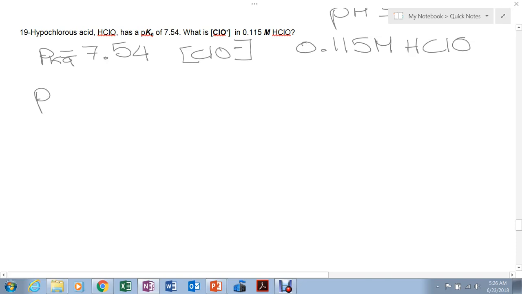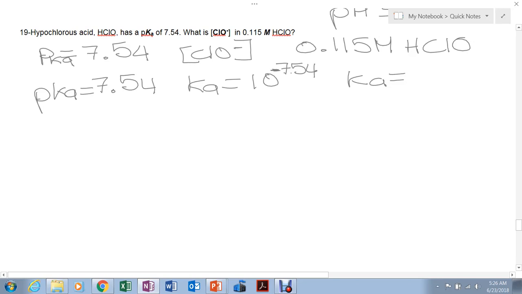There, with the pKa of 7.54, we can find out, let's do this first, we can find out the Ka, and it's equal to 10 to the minus 7.54, which gives you a Ka of 2.9 times 10 to the negative 8. So it's going to be here. Okay, let's write the equation.